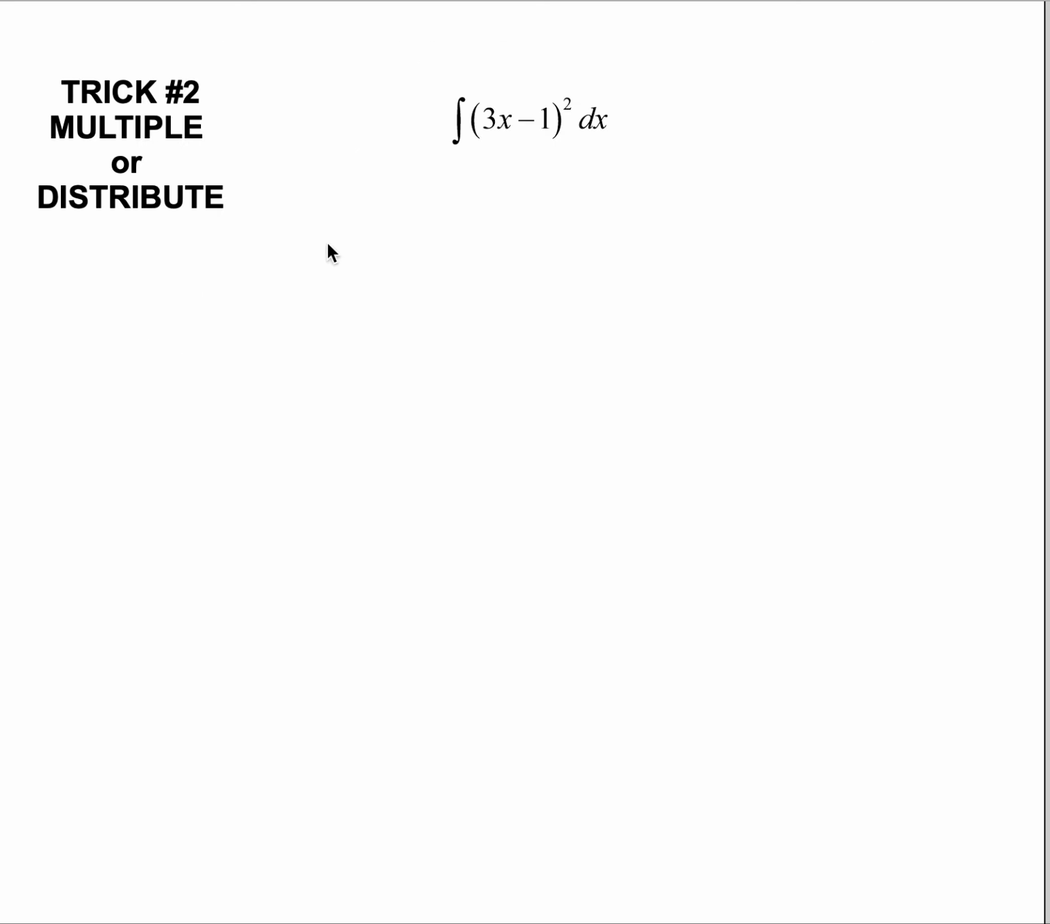Okay, the second trick. When you have something like this, a binomial raised to a power, the best thing you could do is actually multiply it out. So do the FOIL method. 3x minus 1 times 3x minus 1. When you multiply that out, you get 9x squared minus 6x plus 1. And now we're going to be taking the integral of these three terms, right? By the addition rules, we could take the integral of each term.